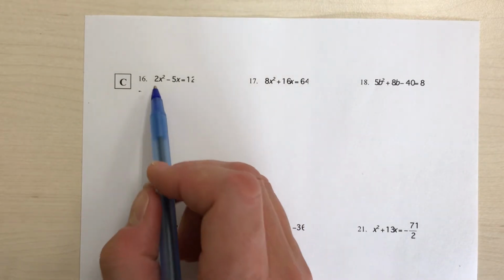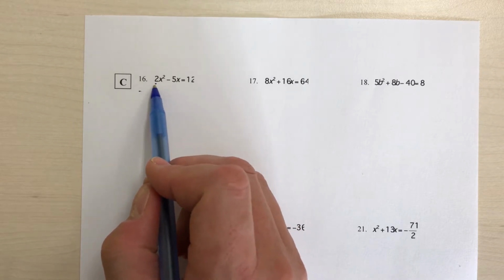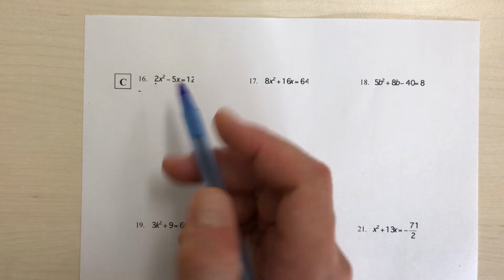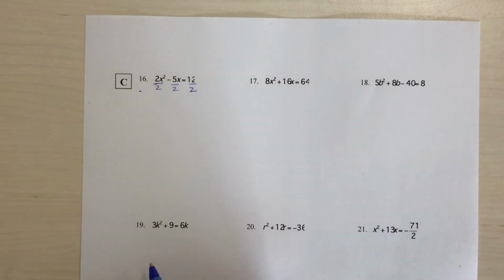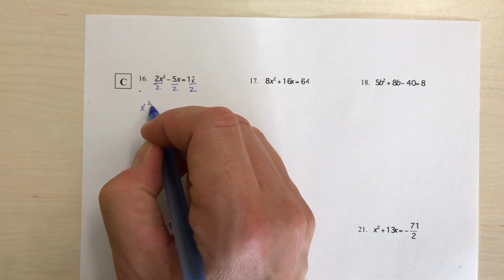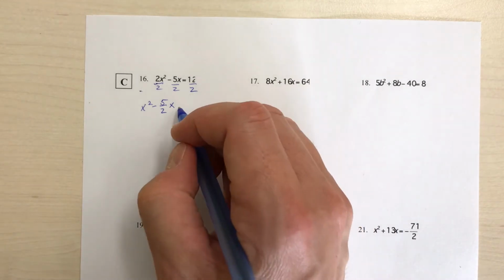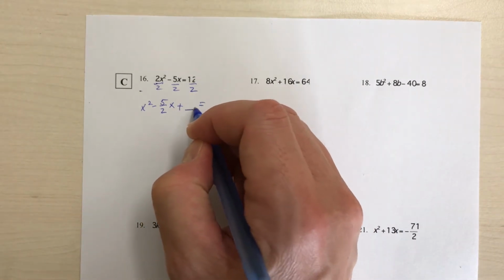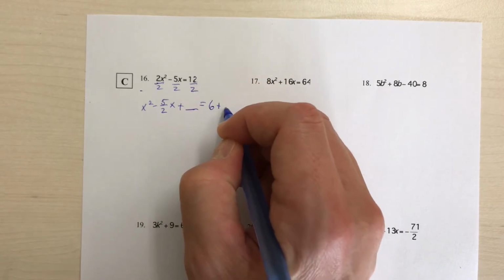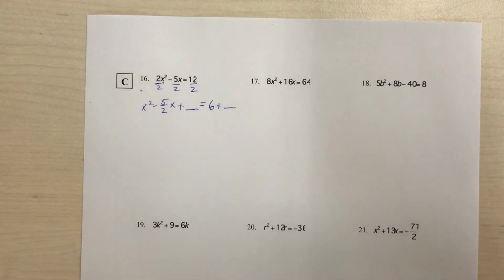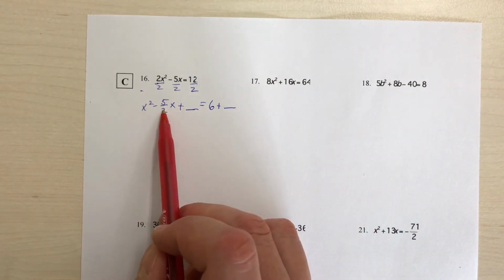And the reason is I don't have a 1x squared. To be able to complete the square, this has to be a 1x squared. So I would first have to divide everything by 2. And this would be x squared minus 5 over 2 times x plus something equals 12 over 2, that's a 12, that would be positive 6, plus the same thing. So you can see it's going to start getting messy if I have fractions already.